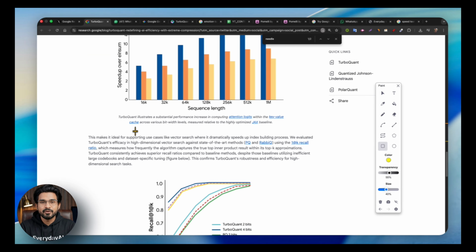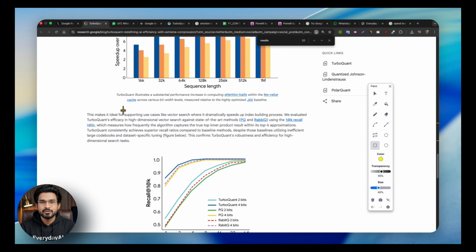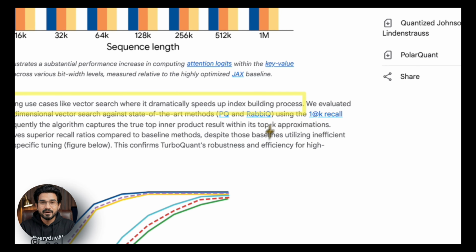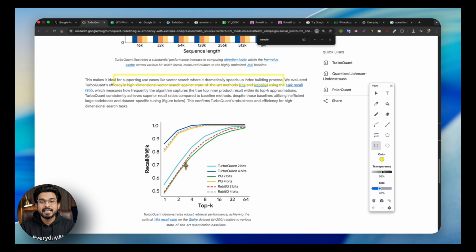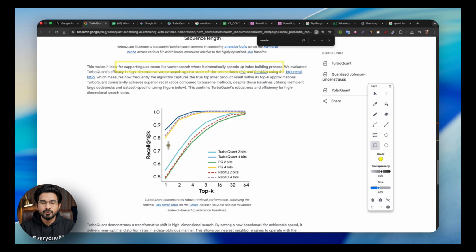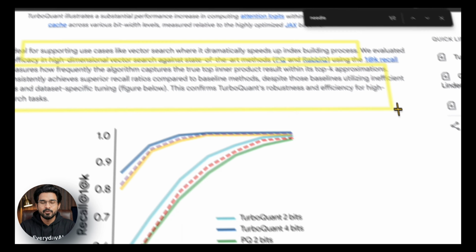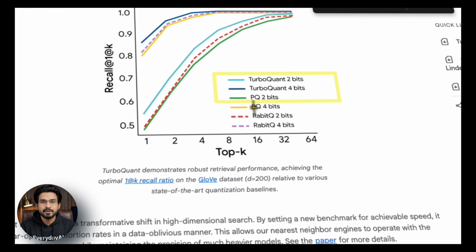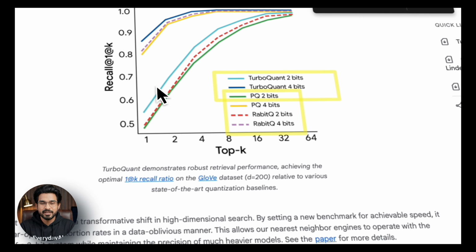This breakthrough goes far beyond just language models. It also dramatically speeds up high-dimensional vector search, which is the technology that allows search engines to understand the actual meaning and intent behind your words, rather than just matching keywords. In tests, TurboQuant consistently beat older state-of-the-art methods like PQ and RabIQ, achieving superior recall ratios.